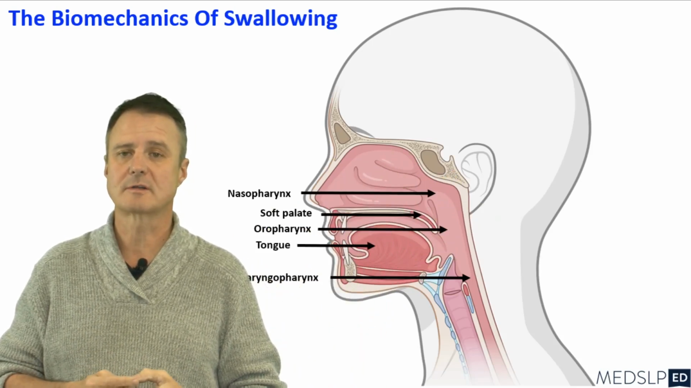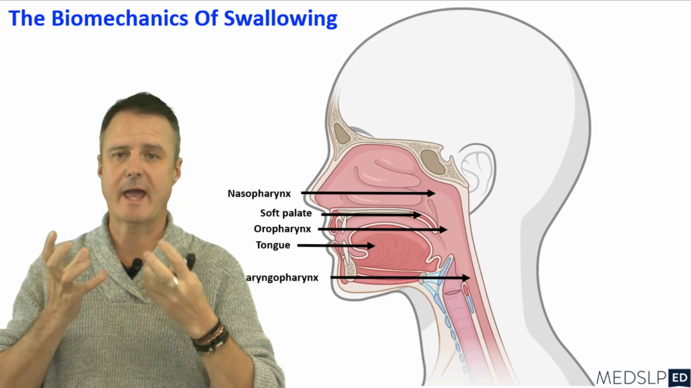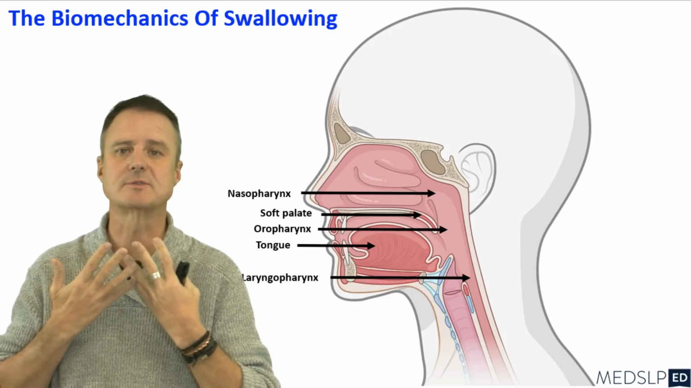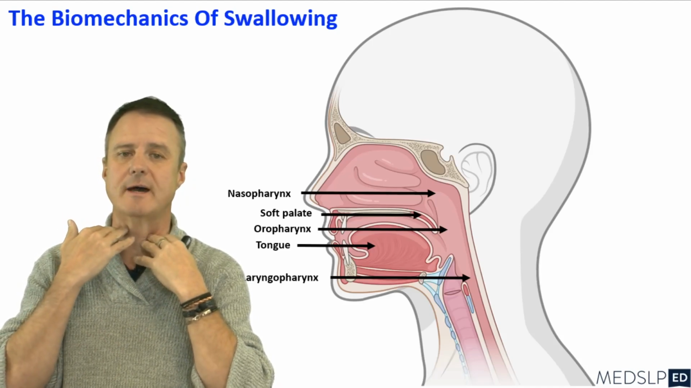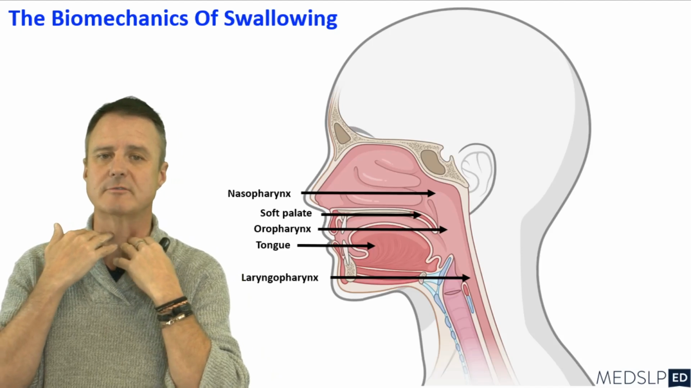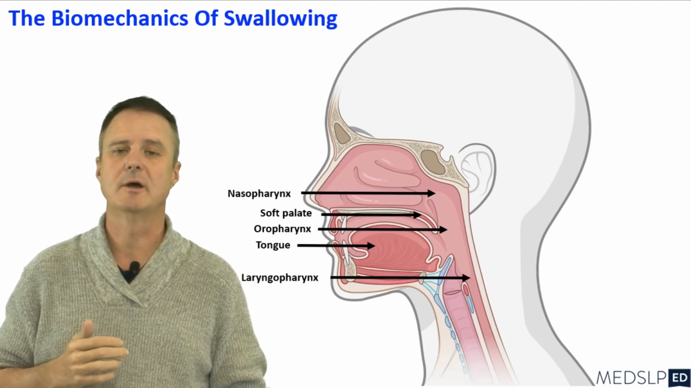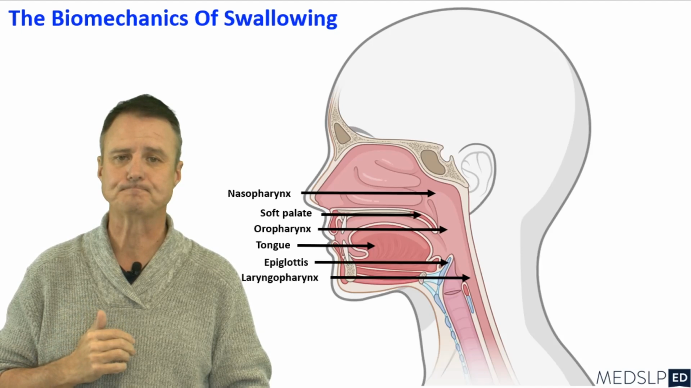The other important structure, of course, is your tongue. Your tongue is the mechanics. It's doing the heavy lifting. It's forcing the food back towards the bottom of the back of the throat, forcing it down into the laryngopharynx so that you can get into the esophagus.